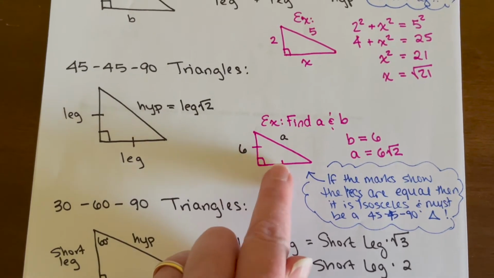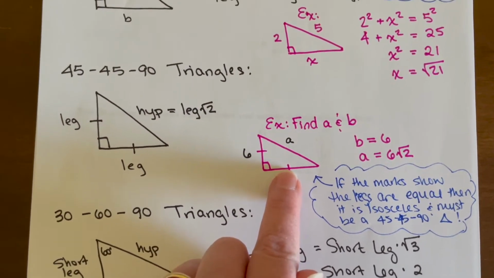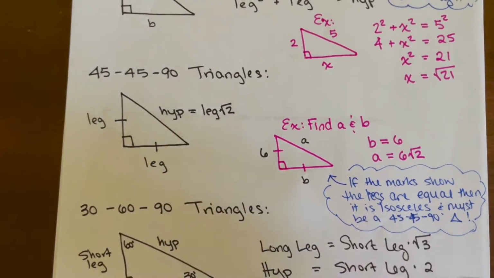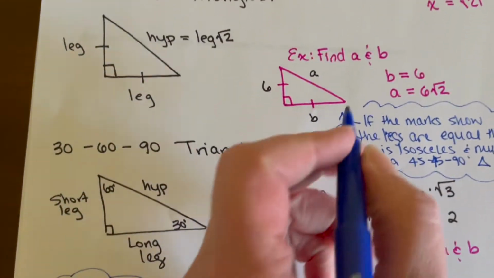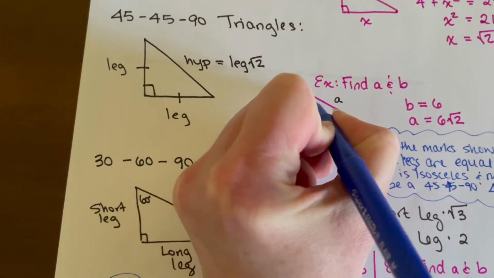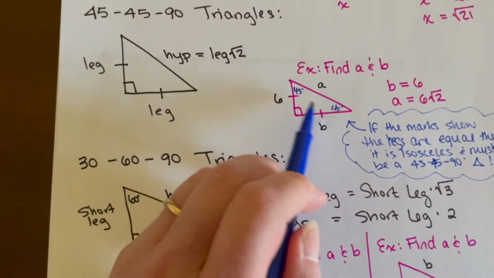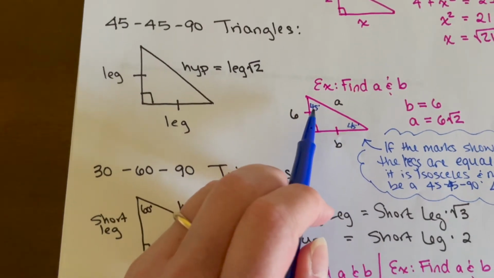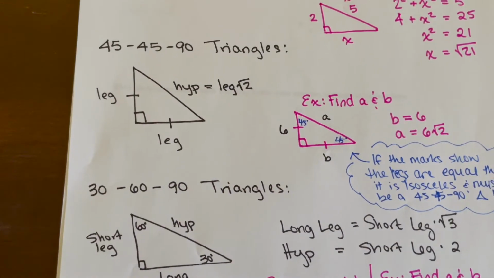They can either show you that the two legs are congruent and it's a 45, 45, 90 triangle by giving you these tick marks, or it could actually be noted in the angle itself, that it's 45 degrees. If these are congruent and it's a right triangle, these two angles must be equal, therefore they must be 45 degrees, because all the angles in a triangle add up to 180.